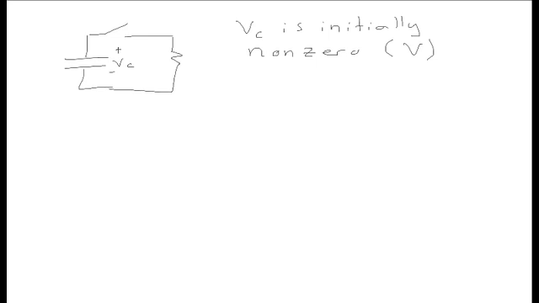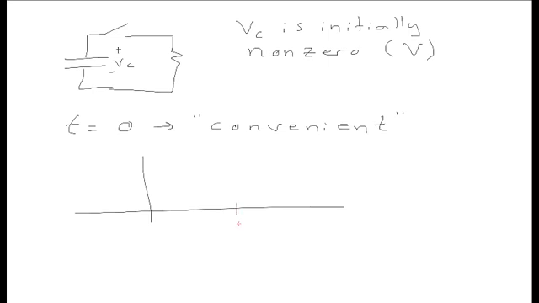Now, let's think about this a little bit from the perspective of physical reality. T equals 0 is a convenient place to start measuring time from, but it's not the only time. The capacitor certainly doesn't know that I'm about to open a switch. So really, if we were to plot this voltage, and to make things concrete, let's say that at t equals 1 second we open that switch.